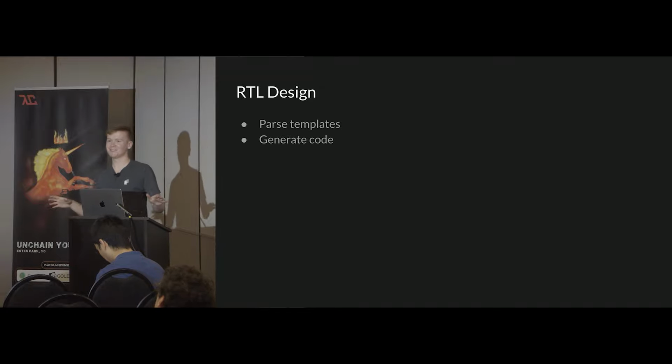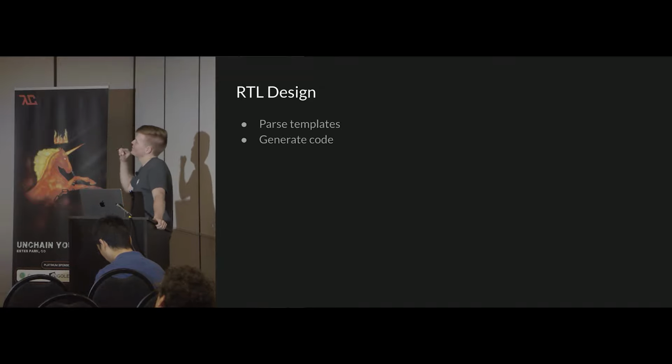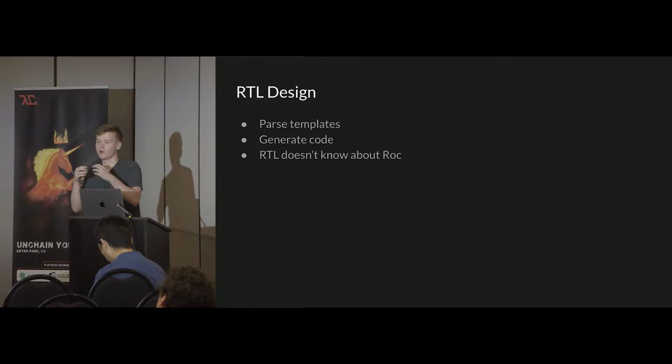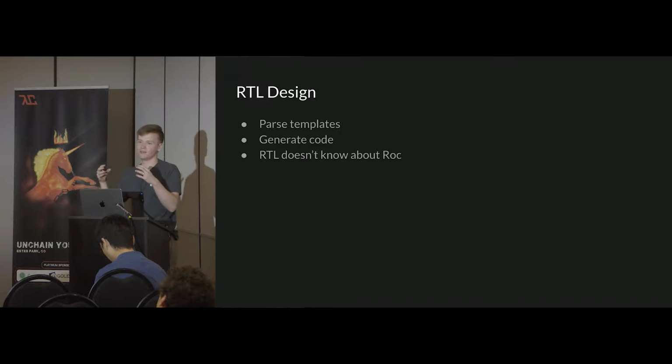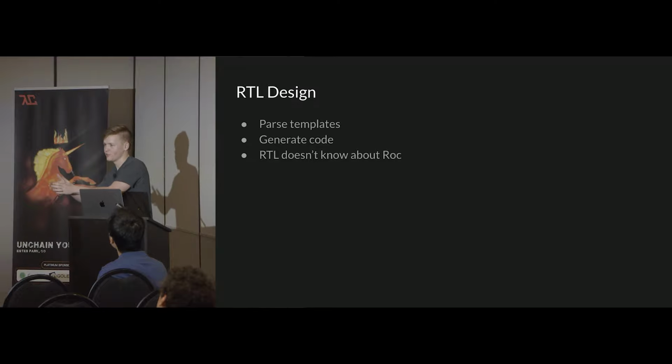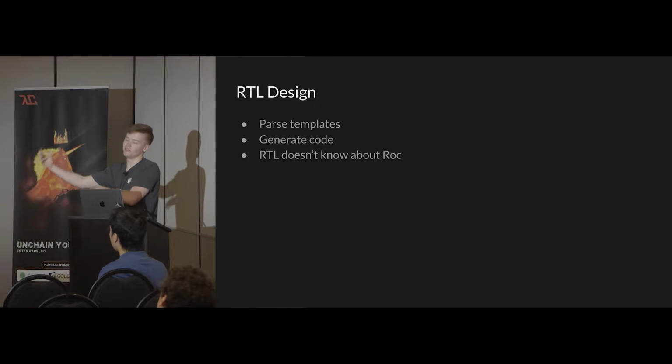That's it. It's extremely simple. So the important thing to note here is that RTL doesn't know anything about Rock. We're just parsing the RTL tags. So when you write an interpolation, the RTL doesn't parse the contents of the interpolation. It just says, here's the beginning of an interpolation, here's some text, here's the end of the interpolation. And then that gets put into the generated code.